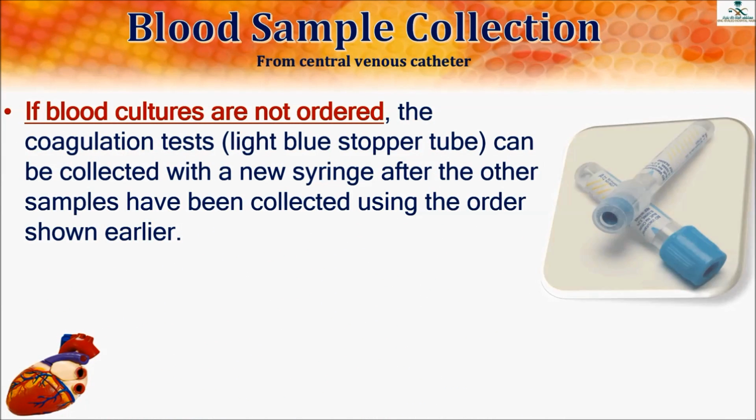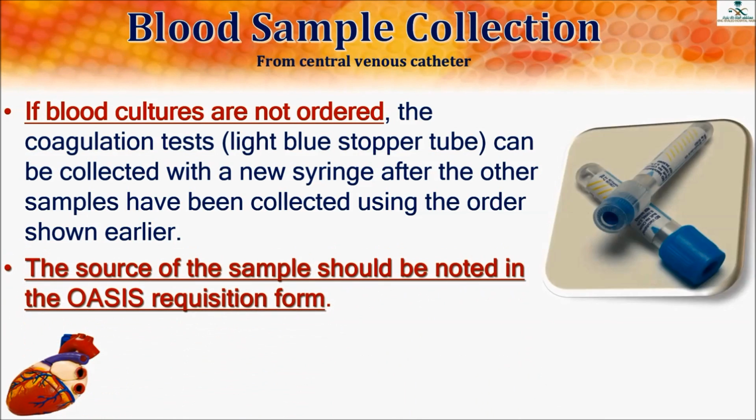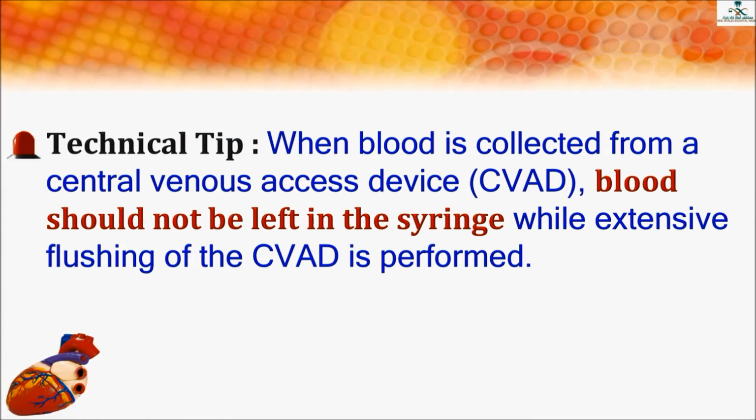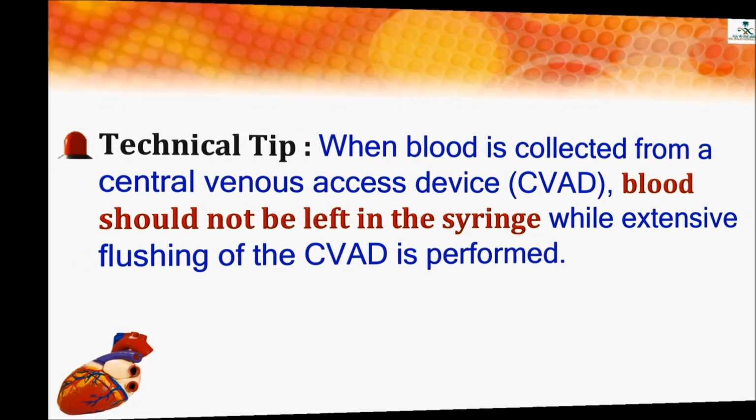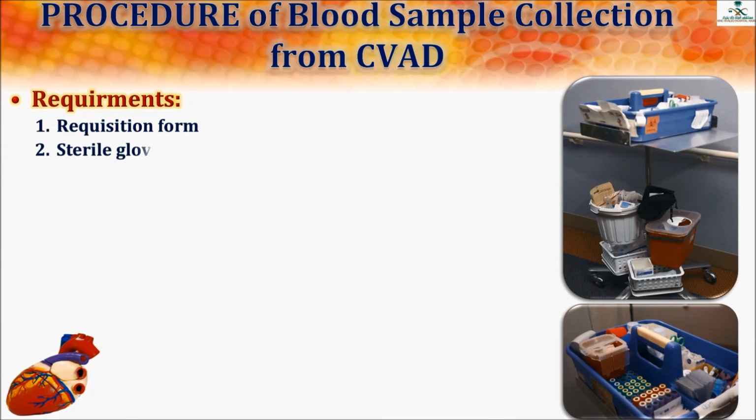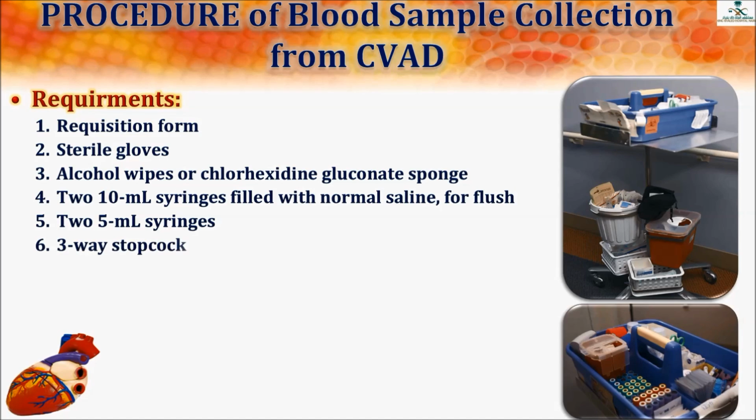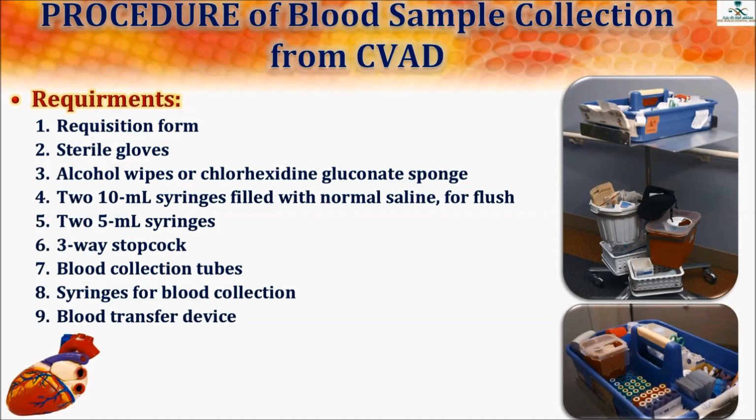If blood cultures are not ordered, the coagulation tests can be collected with a new syringe after the other samples have been collected using the order shown earlier. The source of the sample should be noted in the OSS request form. When blood is collected from a central venous access device, blood should not be left in the syringe while extensive flushing of the CVAD is performed. Before starting the procedure, ensure that all requirements are available.